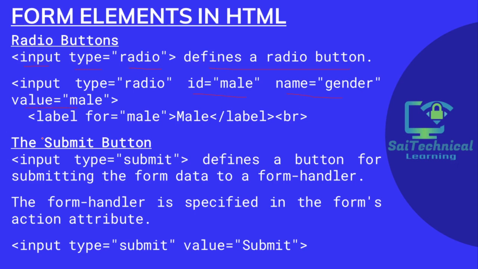Next one is the submit button. For that we require type equals to submit, which defines the button for submitting the form data to a form handler. The form handler is specified in the form's action attribute, like input type equals to submit and value equals to submit. This is how we can create the submit button.